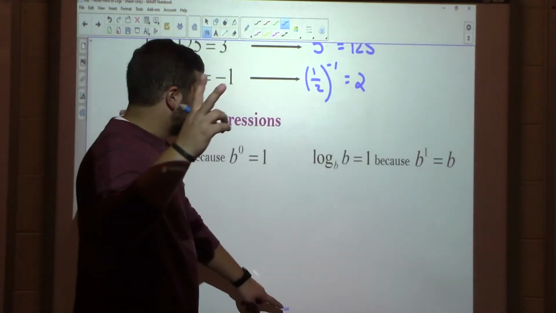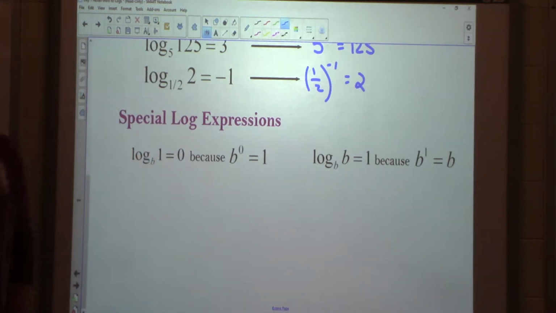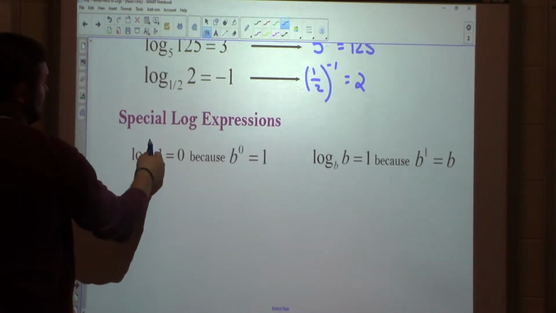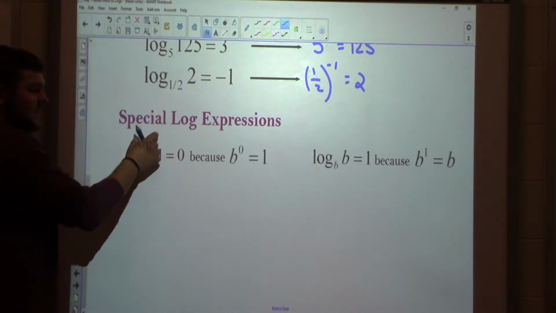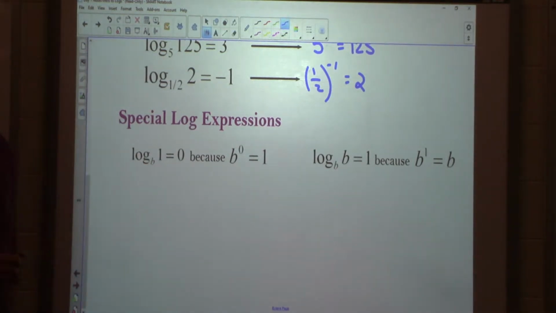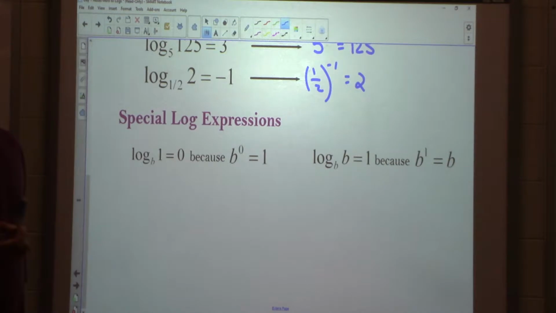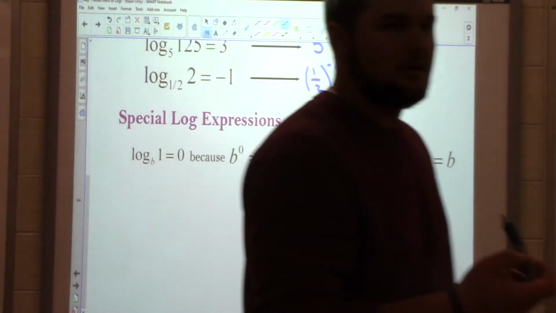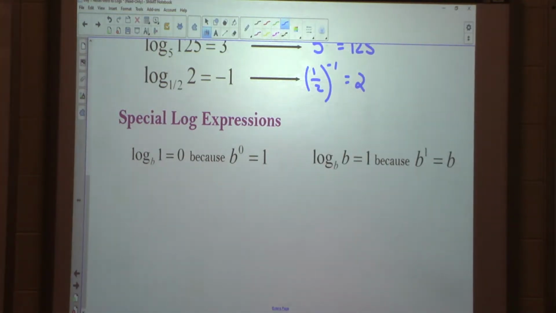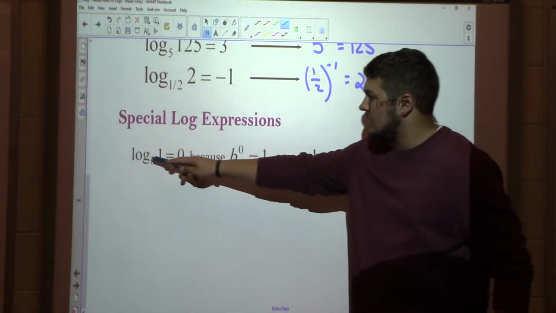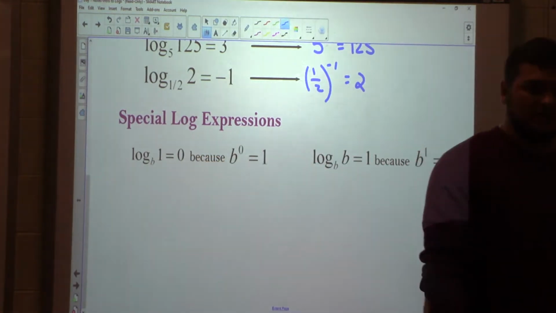We have two special cases. Log base b of 1 equals 0. That will always be true. Anytime I take the log of 1, no matter what my base is, it's going to equal 0. Because if you look, when I switch it to exponential form, it becomes b to the 0 power equals 1. And what do we know about anything to the 0 power? 1. It's 1, right? You can take fire truck to the 0 power. It's still going to be 1. Doesn't matter what it is. 0 power equals 1. So if I take a log of 1, it will always equal 0.